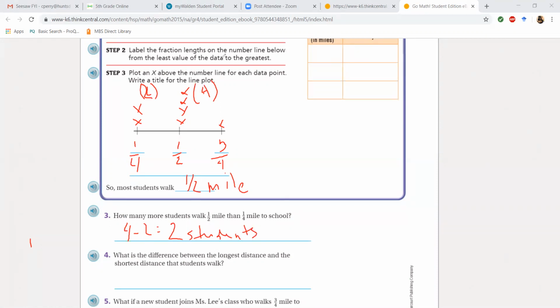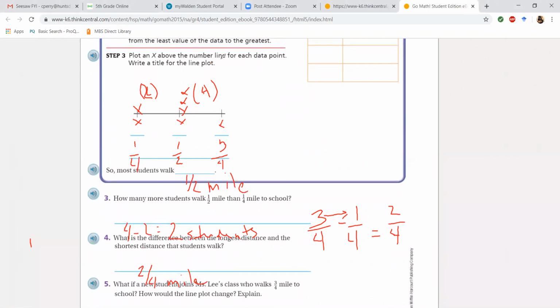Okay. Question 4. What is the difference between the longest distance and the shortest distance that students walk? So the longest distance that they walk, we know, is 3/4. The shortest distance is 1/4. To find the difference, we would subtract the two. 3/4 minus 1/4. Okay, denominators are the same, so the denominator of my answer is also 4. Now I just need to subtract my numerators. 3 minus 1 is 2. So the difference between the longest distance and the shortest distance that students walk is 2/4 mile. Oh boy. Okay. Next question.